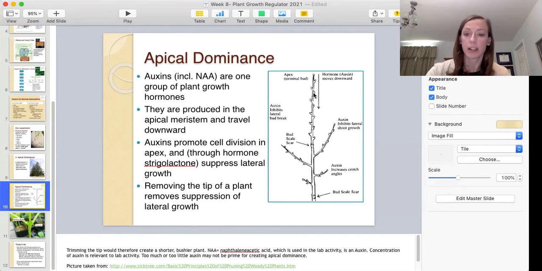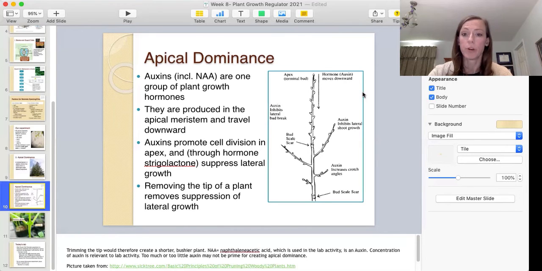As they move down, they are able to promote cell division of the apex and suppress growth of the lateral branches. This works through an activation of another hormone called strigolactone, and strigolactone suppresses the lateral growth of the branches.